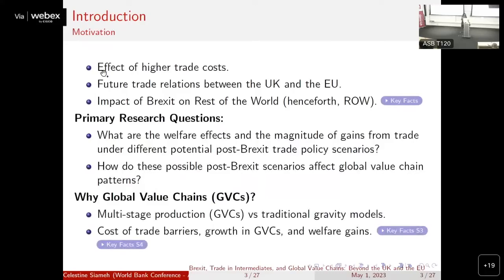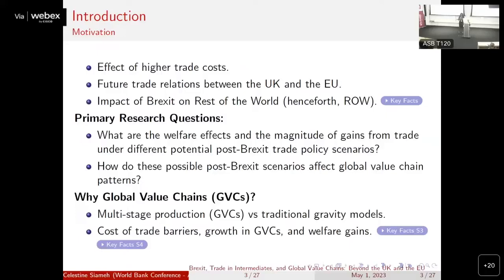Motivated by these considerations, I examine the effects of Brexit due to a trade policy shock, which is not limited to only the UK and the EU, but with much focus on the rest of the world countries which trade most with the UK. To do this, I came up with two main research questions. The first one is, what are the welfare effects and the magnitude of gains from trade under different potential Brexit scenarios? And the second one is, how do these possible Brexit scenarios affect global value chains?